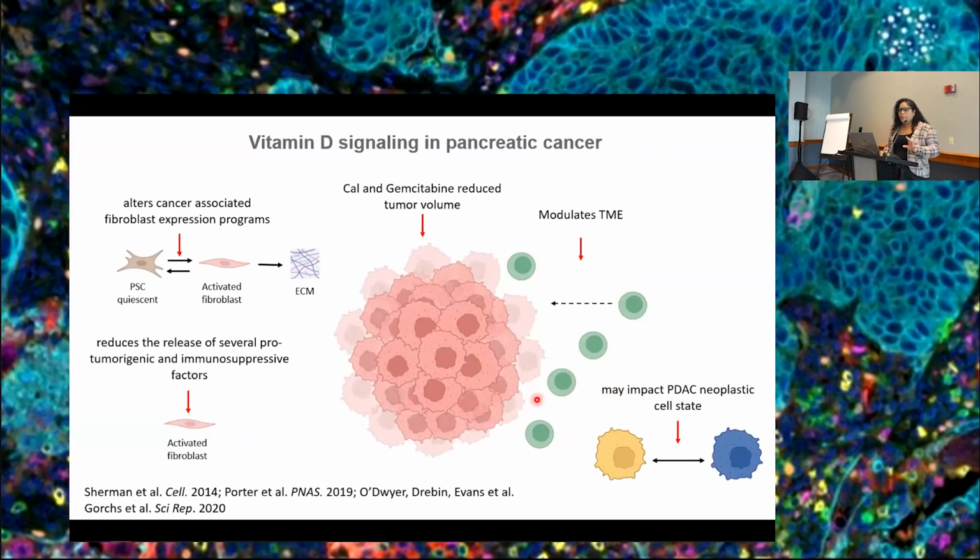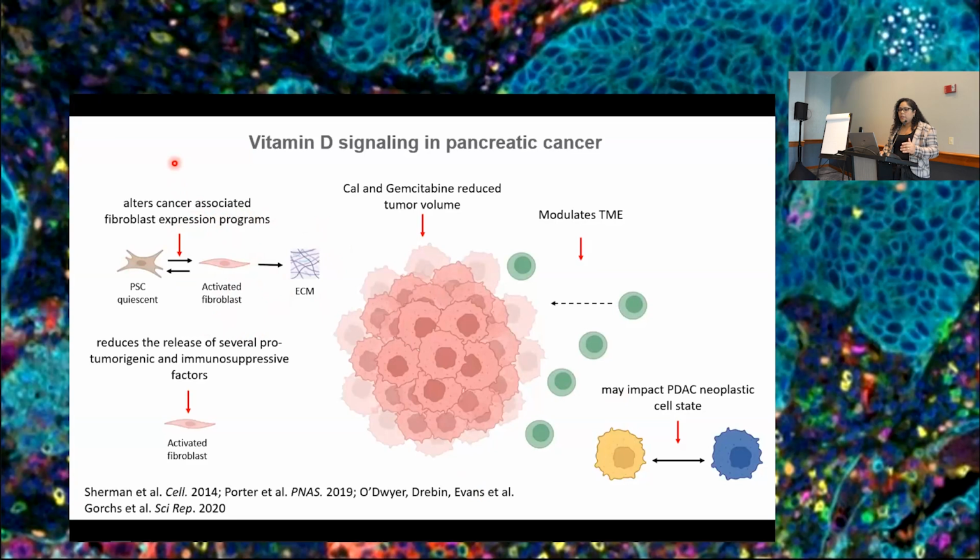I'm going to go very fast on this, but basically this is what vitamin D does in pancreatic cancer. As you know, pancreatic cancer is characterized by a dense and fibrotic stroma. Most of this extracellular matrix is produced by activated fibroblasts. These activated fibroblasts have many sources, one of the main sources being the quiescent pancreatic stellate cell.